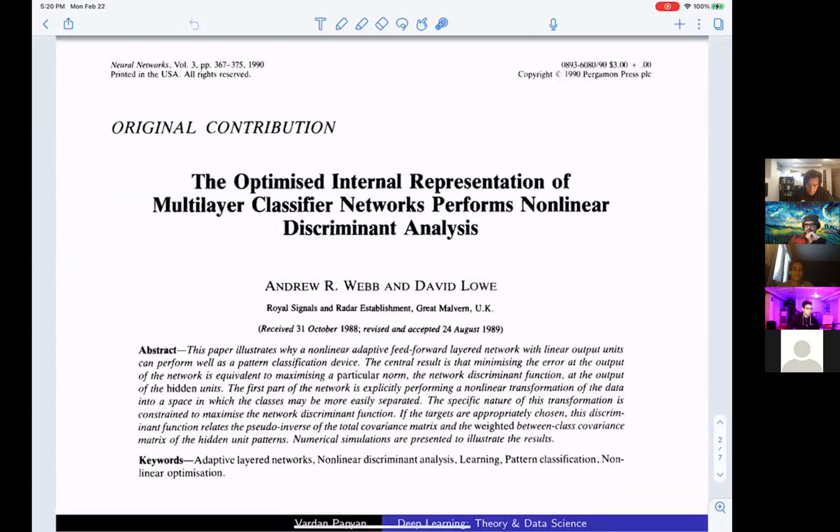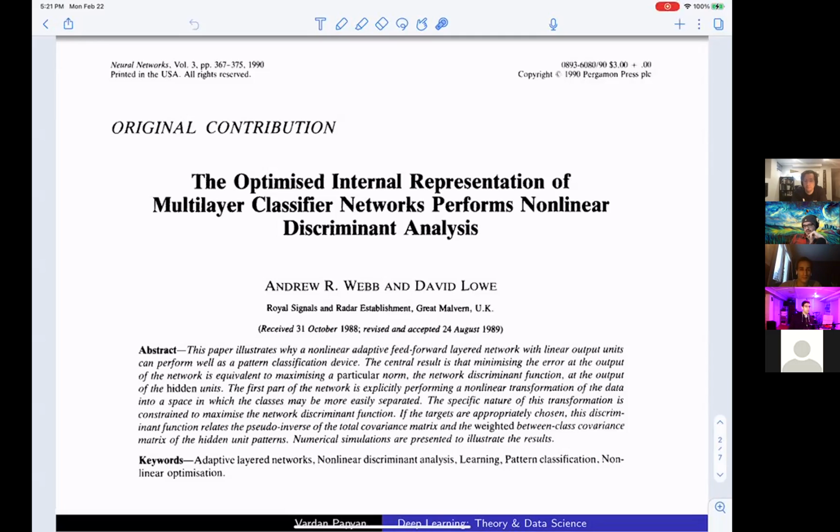Specifically, we're going to talk about the following paper, called The Optimized Internal Representation of Multilayer Classifier Networks Performs Nonlinear Discriminant Analysis. This paper is by Webb and Lowe. Does anyone know Lowe, sorry? Lowe has made significant fundamental contributions to computer vision. So let's read their abstract and see what this paper is about.